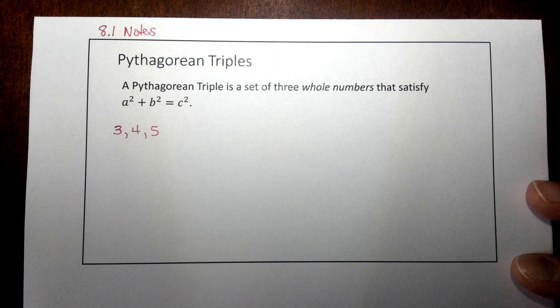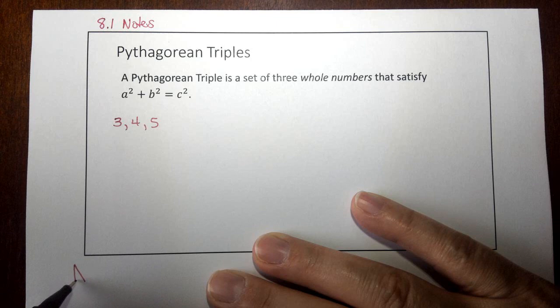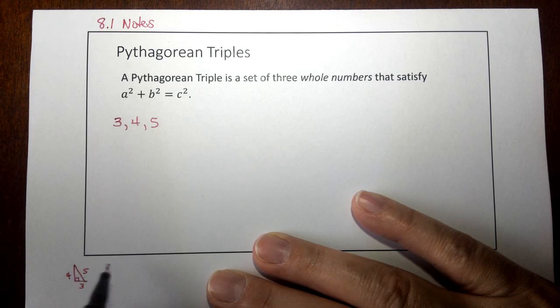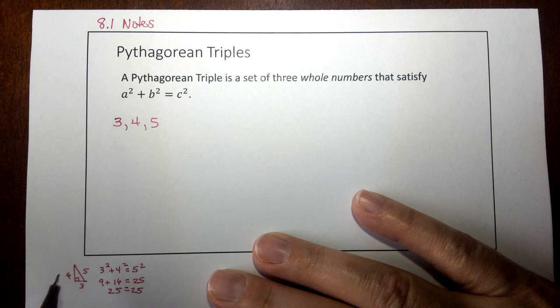Now, you don't need to write this part down, just a sort of a side trip. If I had a triangle with legs of 3, 4, and 5, and I set up the theorem 3 squared plus 4 squared equals 5 squared. 3 squared is 9, plus 4 squared is 16, 5 squared is 25, 9 plus 16 is 25. If we substitute those sides into the Pythagorean theorem, the 2 sides will be equal.